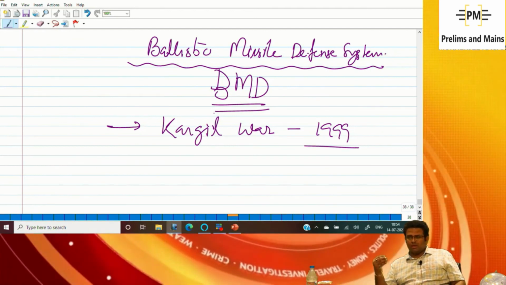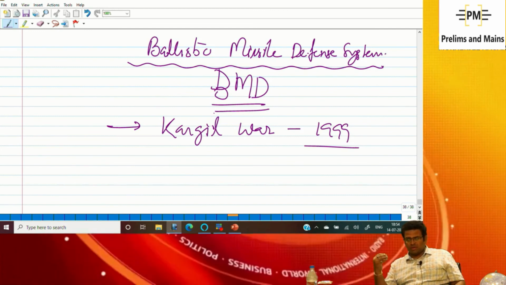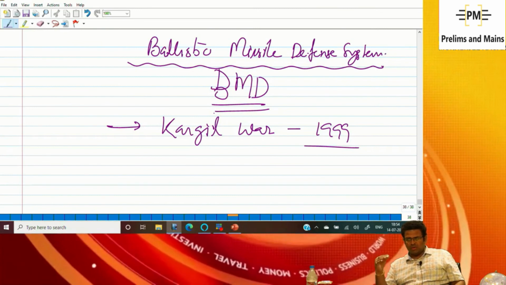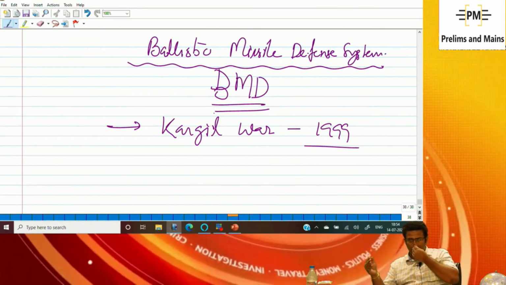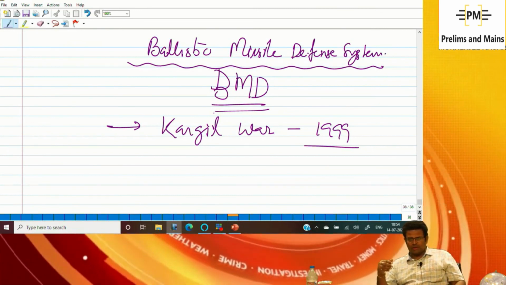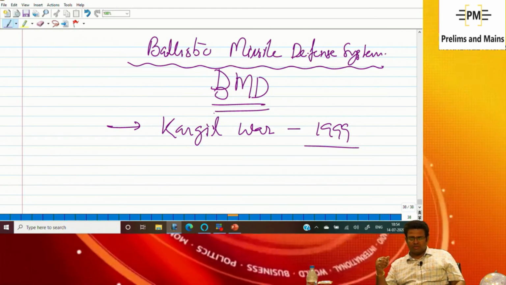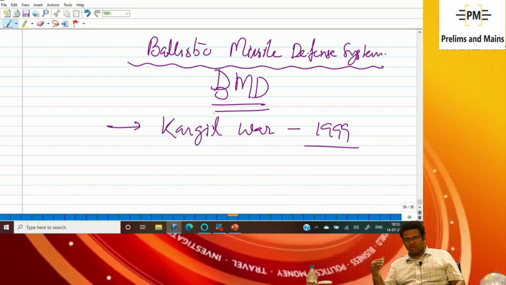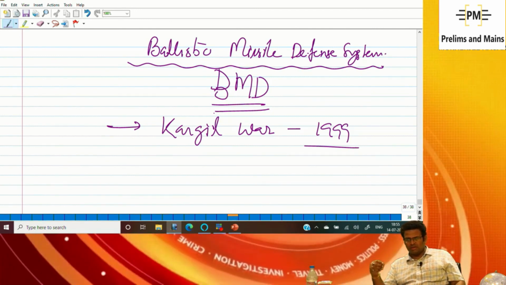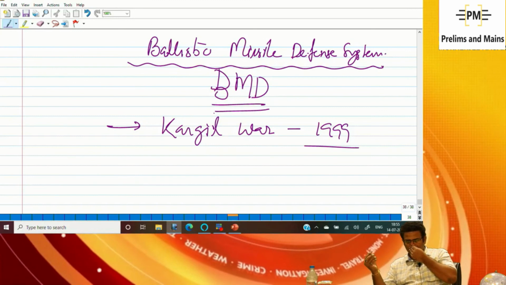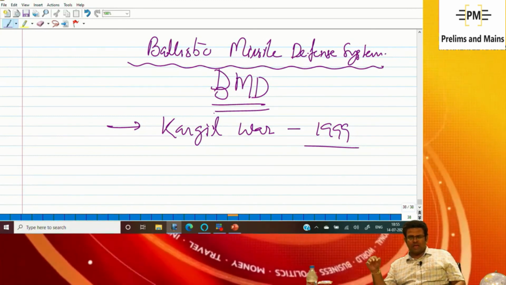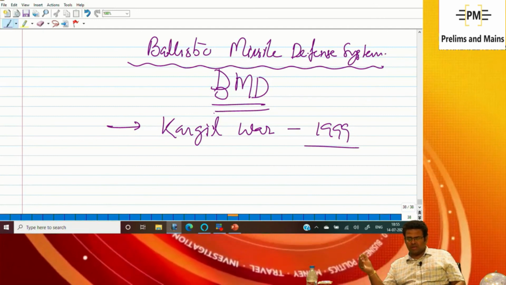And thereafter we have gone through project Indigo, project Devil and project Valiant. Project Indigo was decommissioned initially, and it was for a surface to surface short range missile. After that project Devil came, a surface to surface short range missile, in the form of Prithvi, as we have seen. And project Valiant is for an intercontinental ballistic missile.